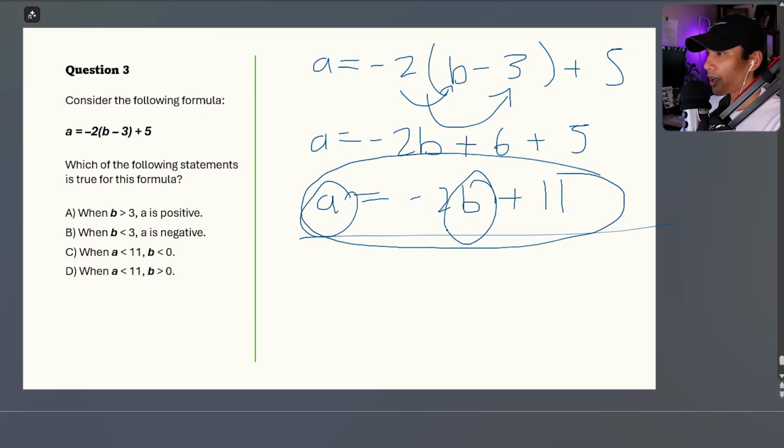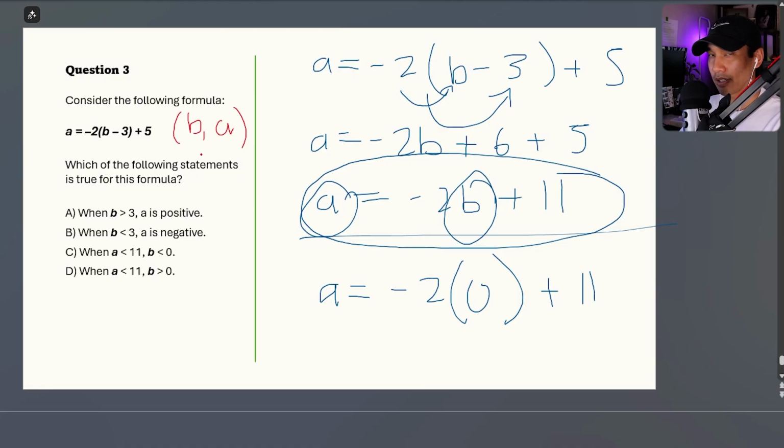Okay, let us find where the graph intersects at a. That is when we set b to 0. So we have a equals negative 2 times 0 plus 11. Our coordinates will be written in b and a form, which is equivalent to x and y. So now we have 0, 11. That is our a intercept.